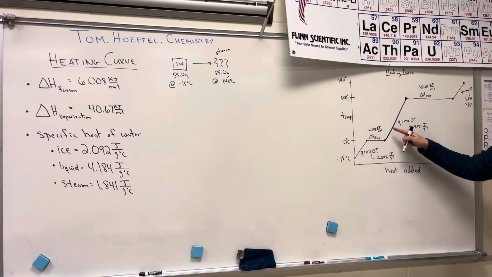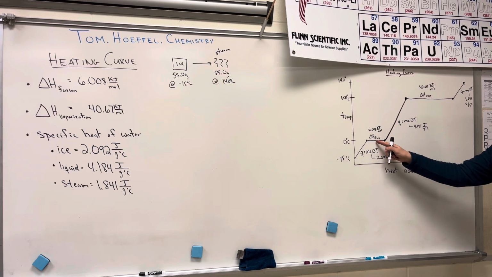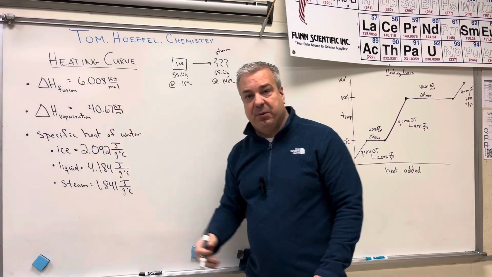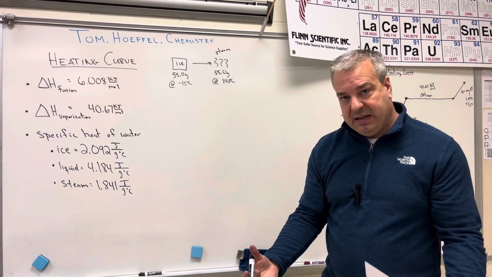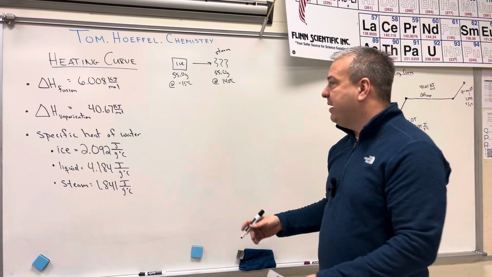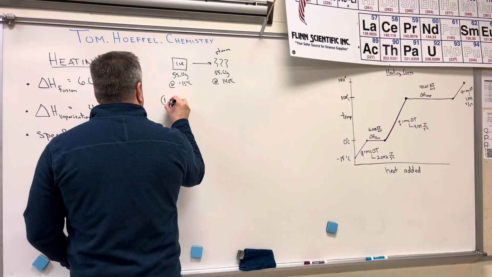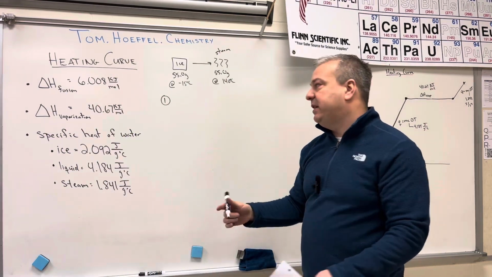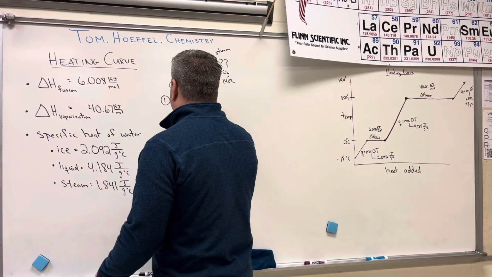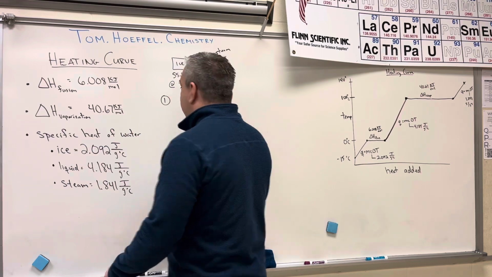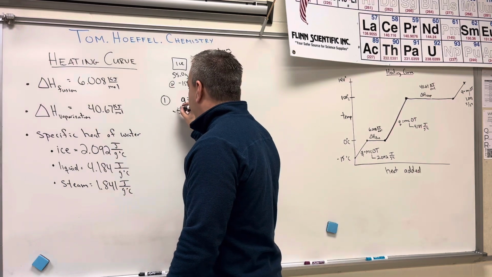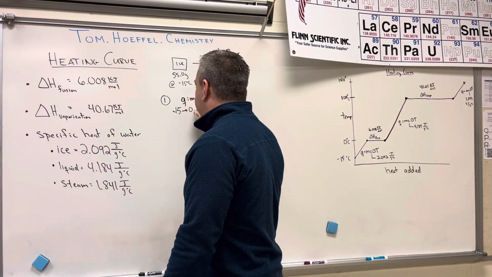When we're in the slope part, remember we're using Q equals MC delta T. And when we're in the horizontal part, we're going to be using the heat of fusion and heat of vaporization, just like the 2 problems that we did initially. So let's go ahead and get started with the first part. The first part is that we're going to heat up the water to the freezing point. So we're going to use Q equals MC delta T, and we're going to go from negative 15 to 0. So negative 15 to 0.